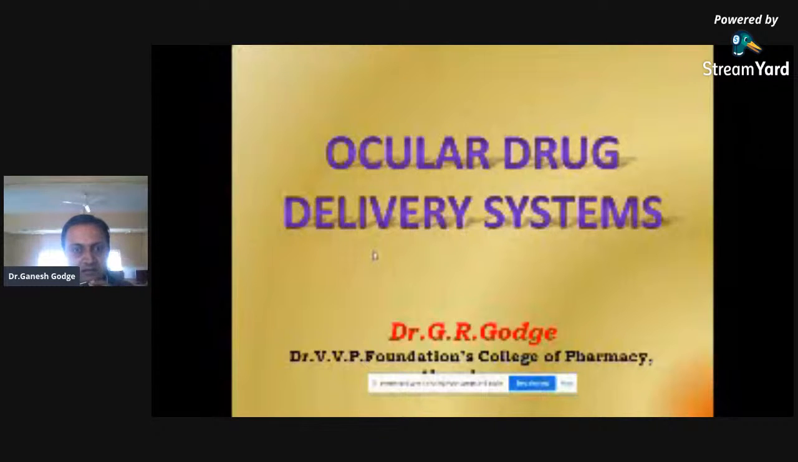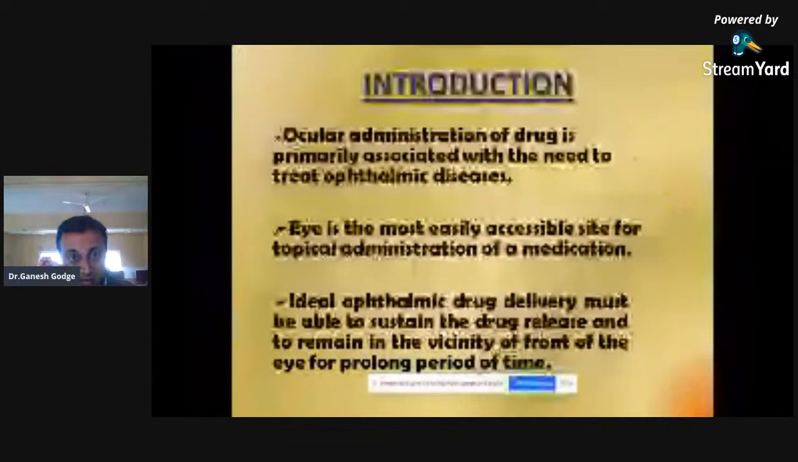Ocular administration of drug is primarily associated with the need to treat ophthalmic diseases. What ophthalmic formulations have emerged into the market?